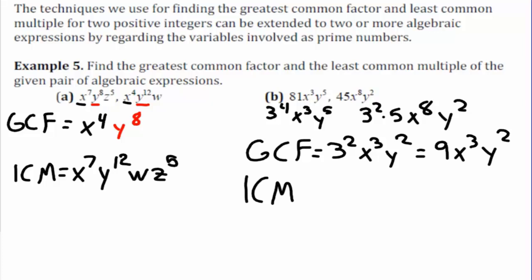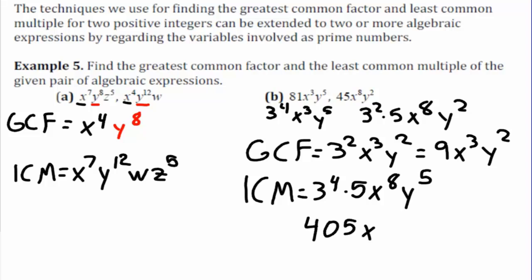Alright, so least common multiple. So we got 4 3's, so 3 to the 4th. And then x's, we're going to have, the 5 there, forgot about that. 5. Then we got 8 x's and y to the 5th. So, man, 81 times 5 is 405, x to the 8th, y to the 5th.